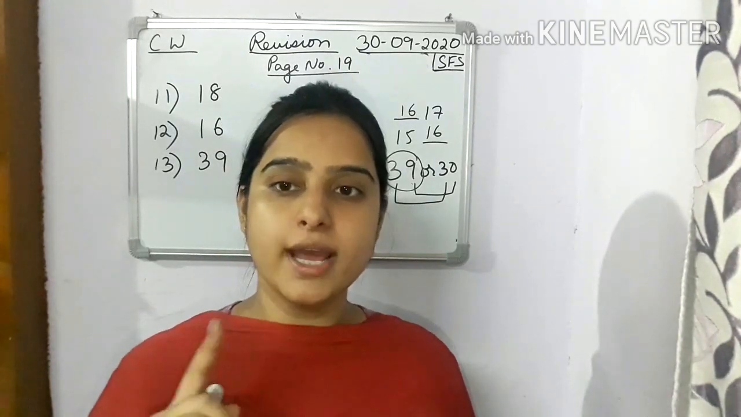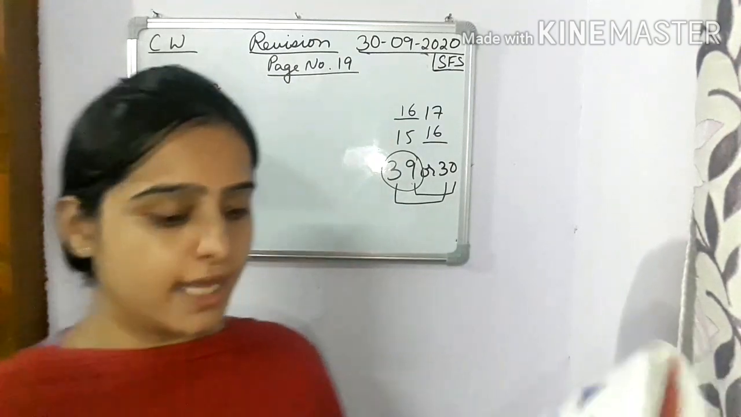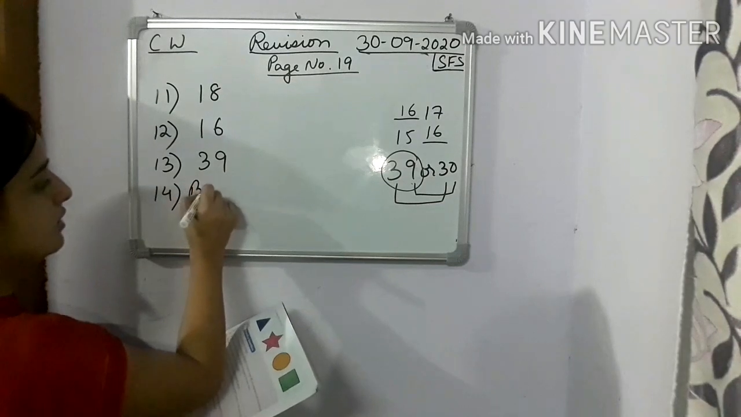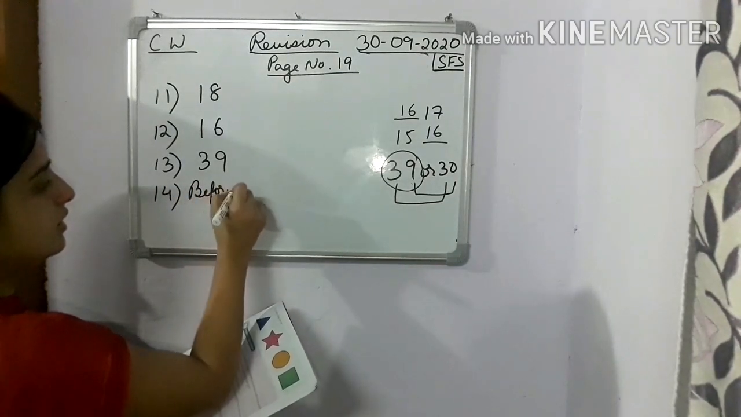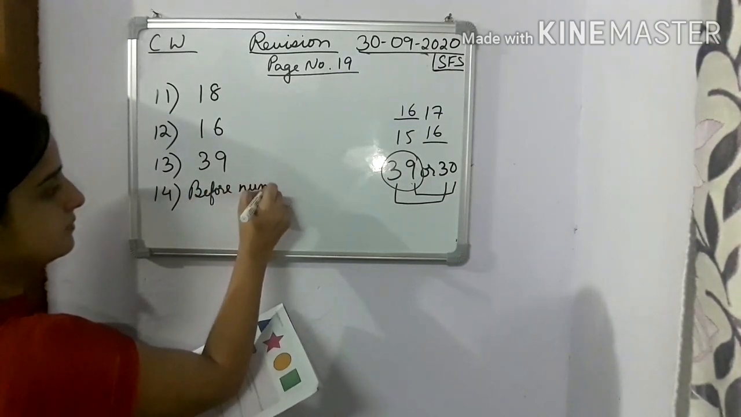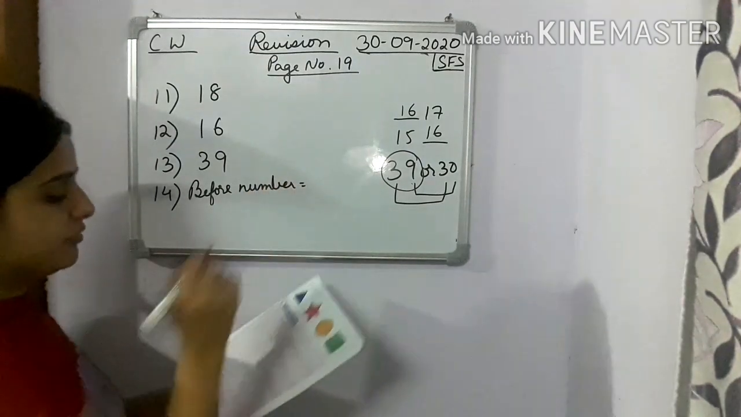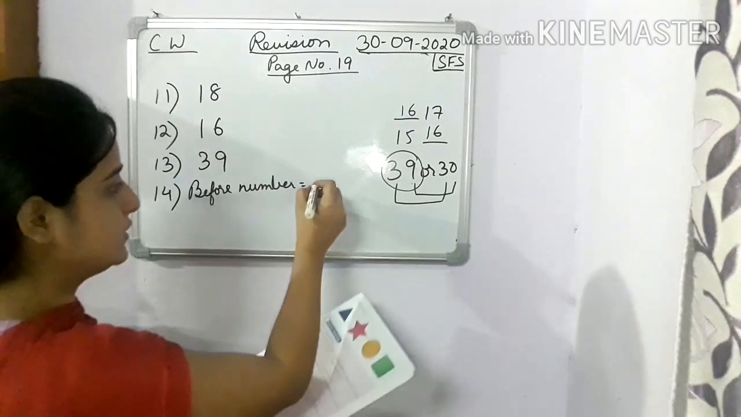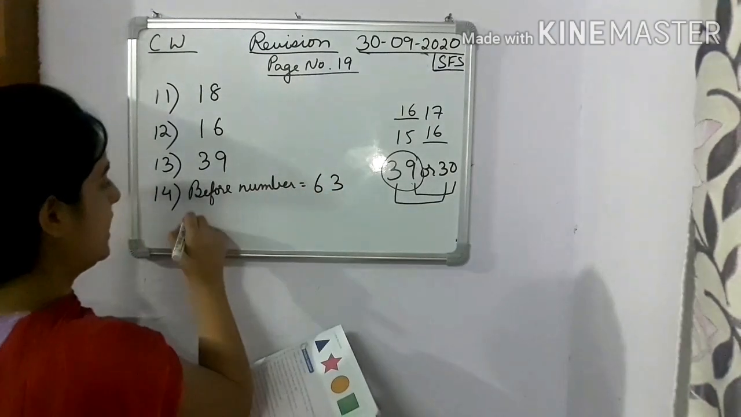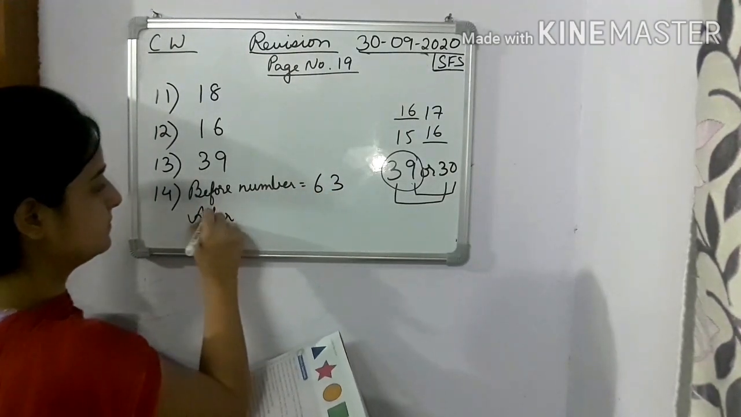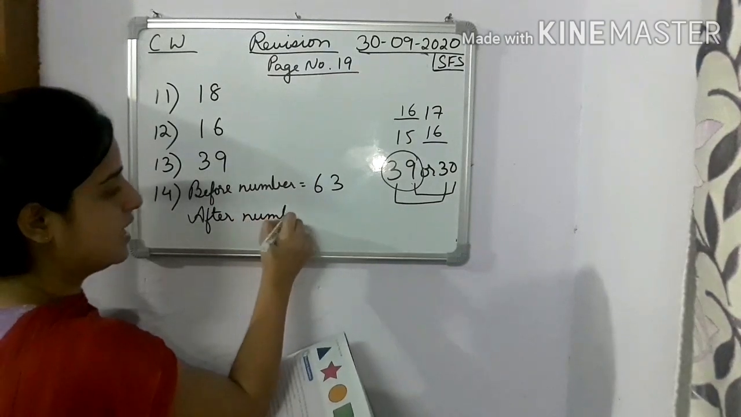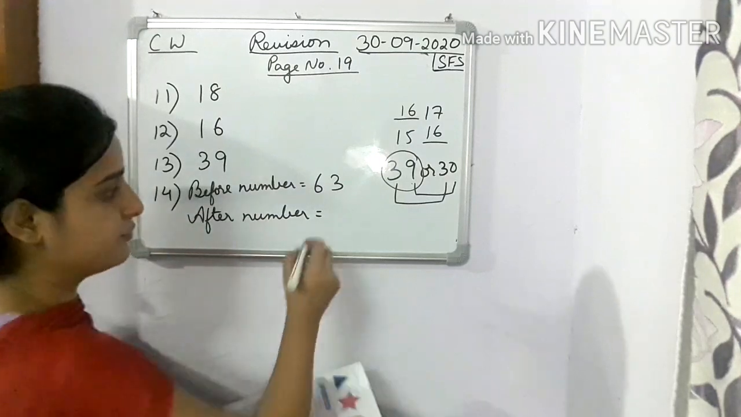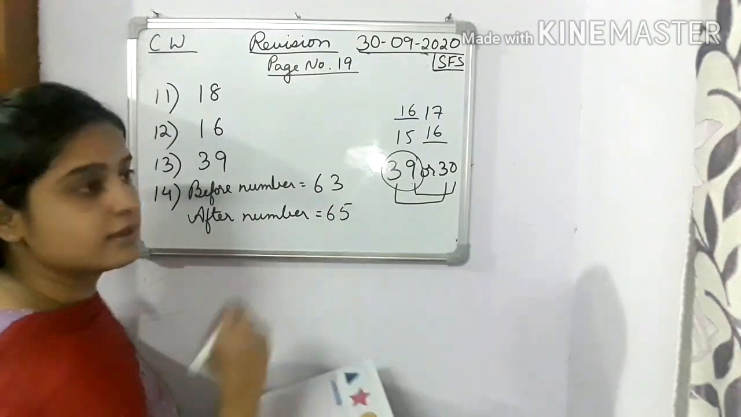Next, write the number before and after 64. Before 64 and after 64. Before 64 what comes, children? 63. And after 64 what comes, children? 65. Clear?